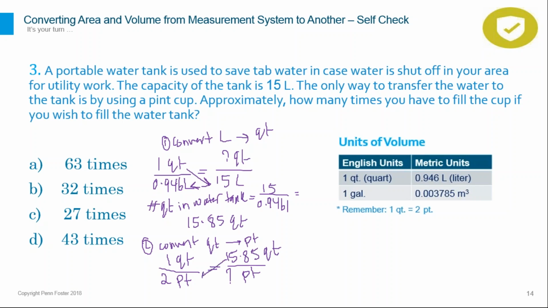So what I'm going to do is multiply and divide. If you look really at the proportion, 15.85 times 2 over 1 is the same as doubling the amount of quarts, which is what we initially thought of. So number of pints equals 15.85 times 2, and that will give you the number of pints, and it is 31.7 approximately. You will have to fill that 1 pint cup 32 times to fill the 15-liter water tank, so you are able to save water in those times that there's no water. So this is how we figured it out.